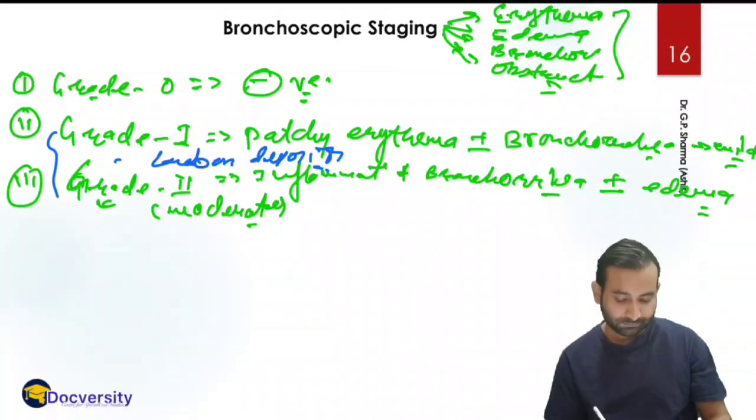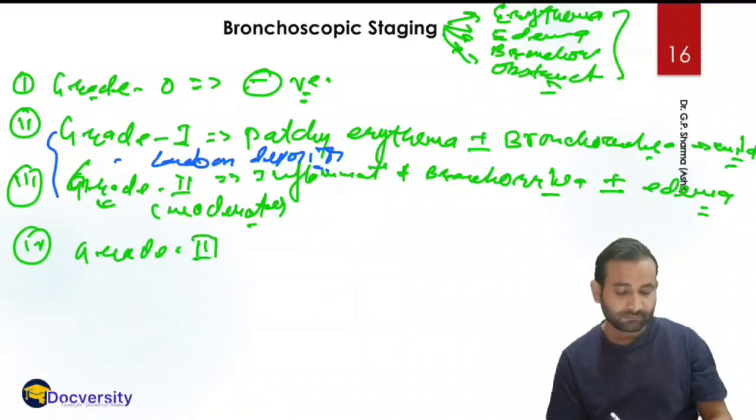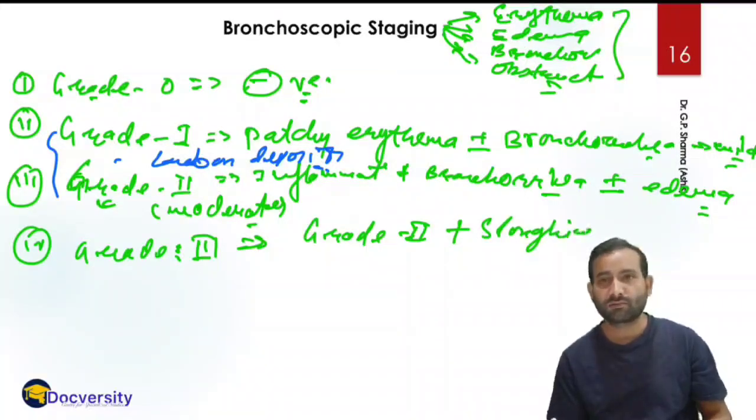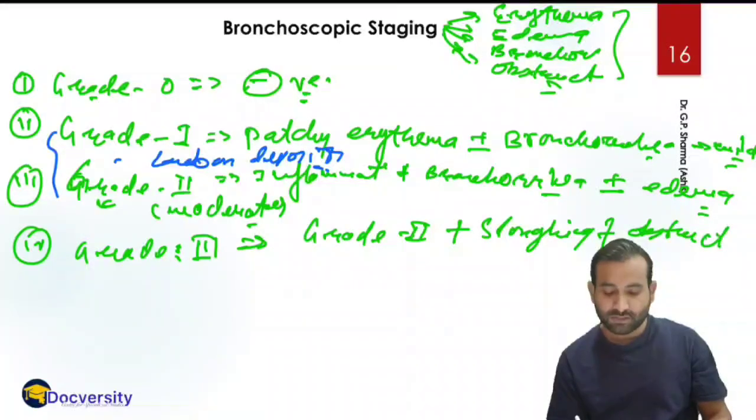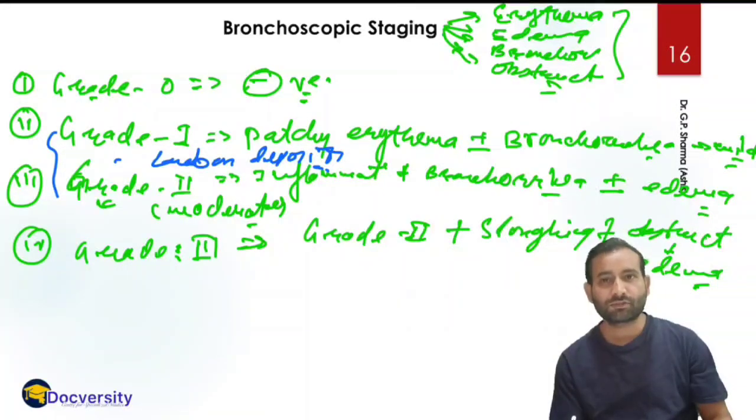And grade 3. Let's go to the grade 3. Grade 3 means all of these grade 2 features will be there, plus there will be the sloughing. Sloughing means the mucosa becomes very frail, easily it sets off. Plus there will be the obstruction, but this obstruction is due to the edema, not because of the debris, not because of the sloughing, right? So this obstruction will be there. So this is severe.